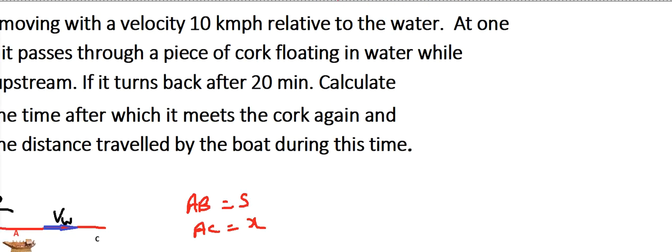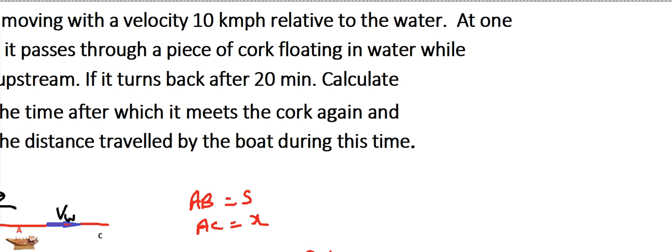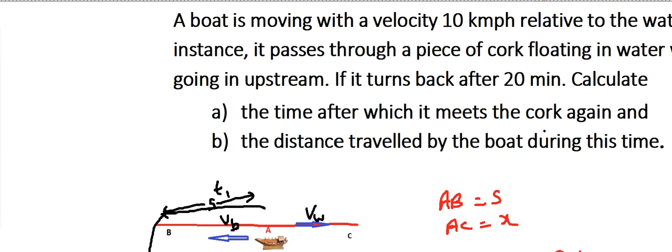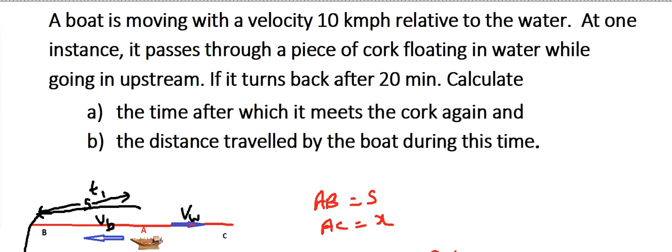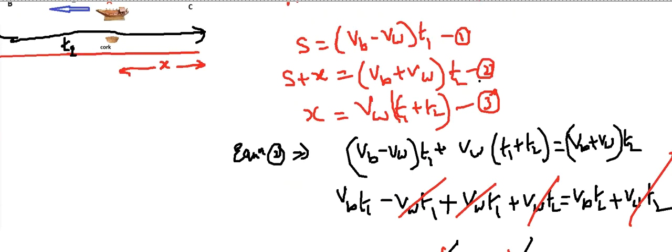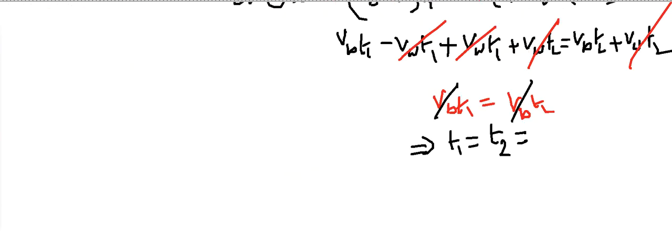How much time does it take? The time after which it meets the cork again. So T2 is the time after which it meets again, which is equal to 20 minutes. After 20 minutes, it is meeting again.